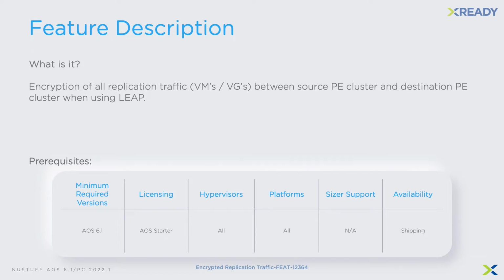As far as prereqs, AOS 6.1 is the version required. No additional licensing, I should say. All hypervisors are supported on all platforms. There's nothing for Sizer to support here. And then availability will be when 6.1 is GA.